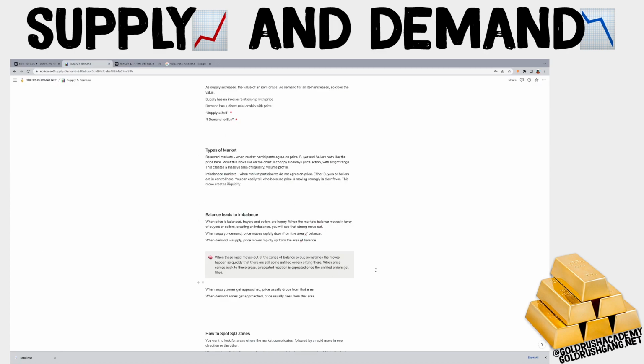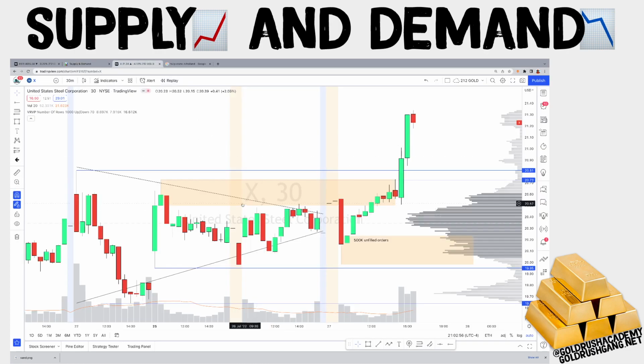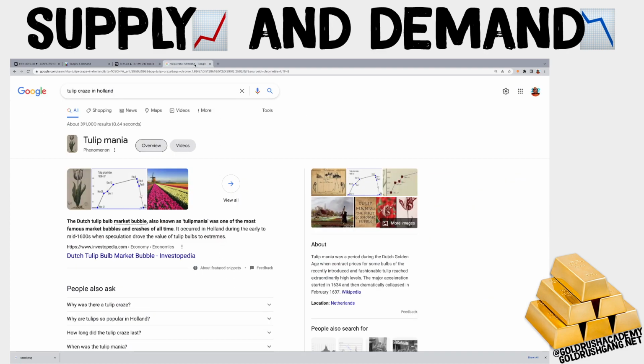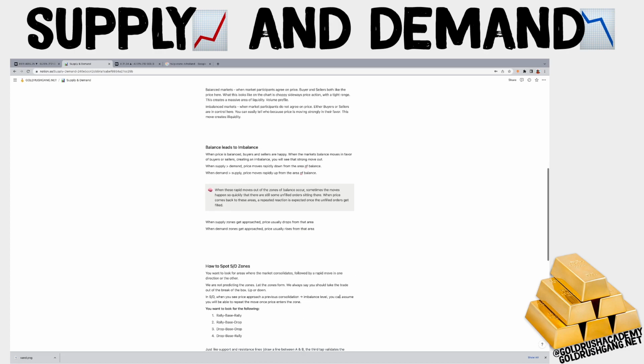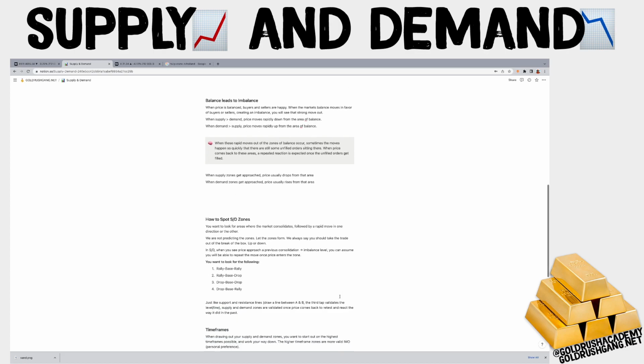and I think it's good for you guys to understand what happens once price goes back to the zone. What's it gonna do? It's gonna reject. It's gonna reject as many orders as there are, pretty much, right? So when supply zones get approached, price usually drops, as it did in the example. When demand gets approached, price usually rises, right? If you guys have any questions, go ahead and jump in. Otherwise, I'm gonna keep going.